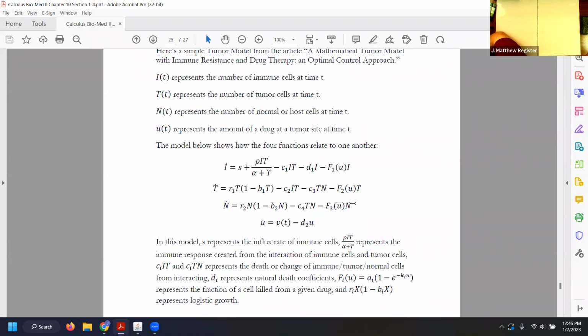What would this system look like? If there were no tumor cells, and let's say no drug being added, then we would just have I dot is equal to S minus D1I. This equation would be gone, and we would just have the logistic growth of the normal cells. And so it would be a very standard system with the tumor cells removed. That's a good sign that this model is probably pretty solid.